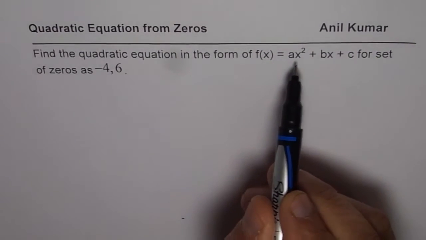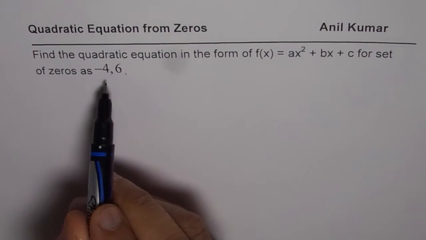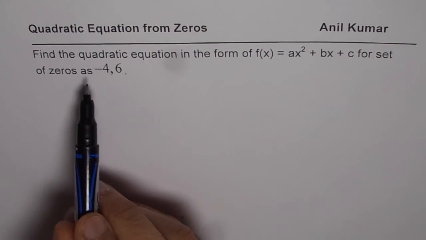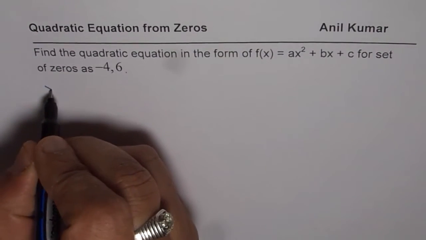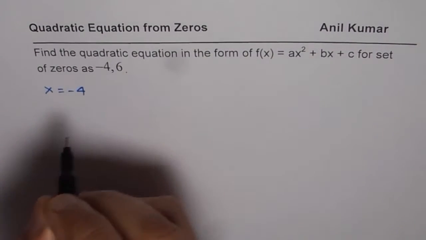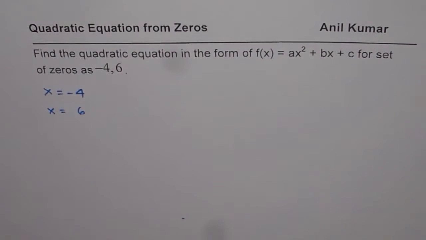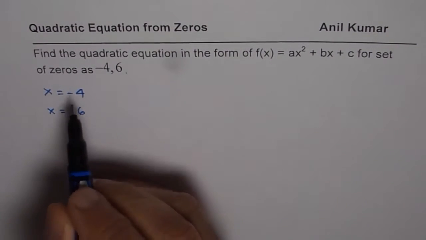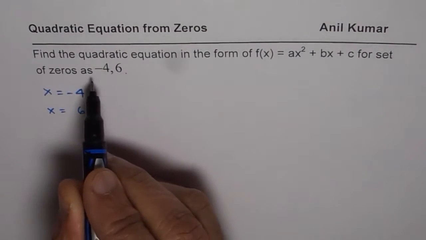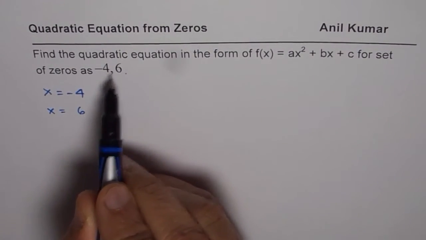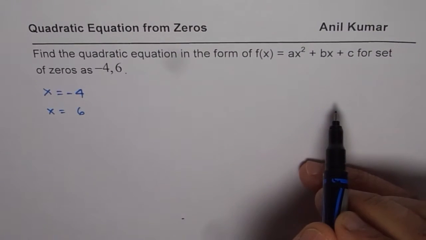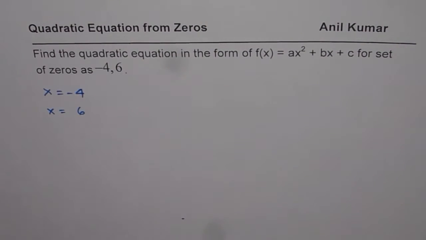Now that is the standard form of the equation, and we are given two zeros, one at -4, that means x equals -4 is a zero, and x equals 6 is a zero. So that is what is given to us. We need to write a quadratic equation for the function which has these two zeros in standard form, right? So that is the question for you. You can pause the video, answer the question, and then write your solution. But I'll show you different techniques of doing it.